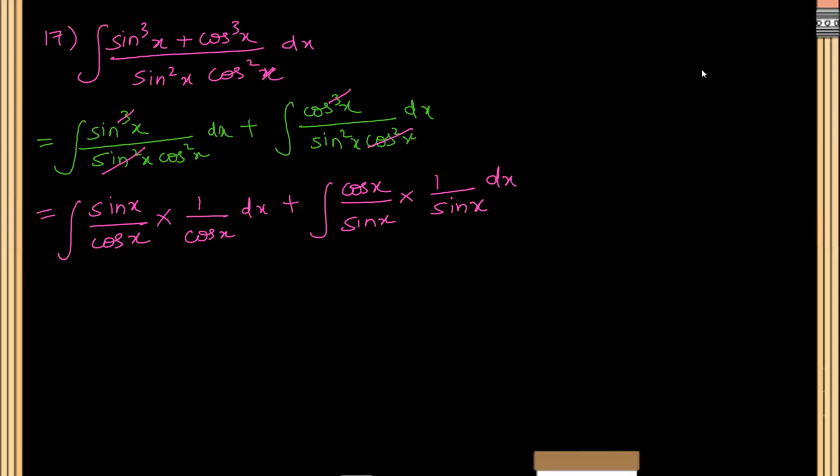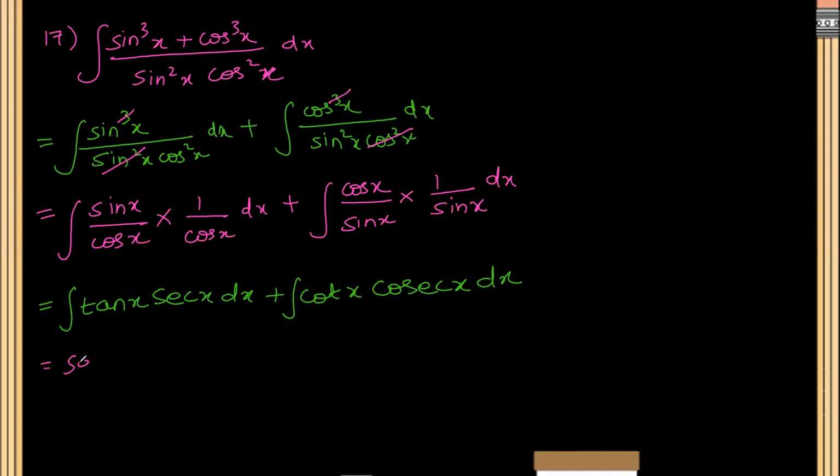Now, using the trigonometric formulas, sine x by cos x is tan x into 1 by cos x, we can write it as secant x dx, plus cos x by sine x is cot x into 1 by sine x, we can write it as cosecant x dx. We know the formula that the integral of secant x tan x is secant x, plus the integral of cot x into cosecant x is minus cosecant x, plus c is the final answer.